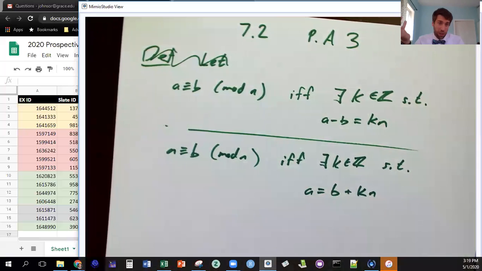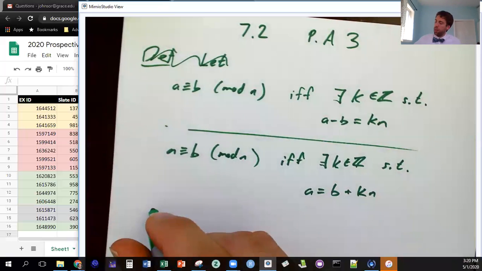Explain why congruence modulo n is a relation on Z. Well, what does it mean to be a relation on Z? You need to be reflexive, symmetric, and transitive. So, why is it reflexive? Think about, is a equivalent to a?